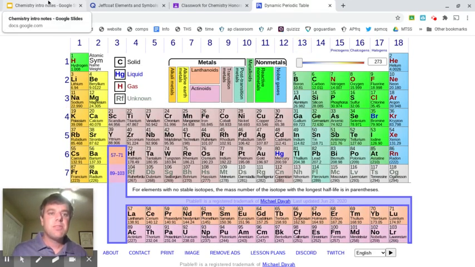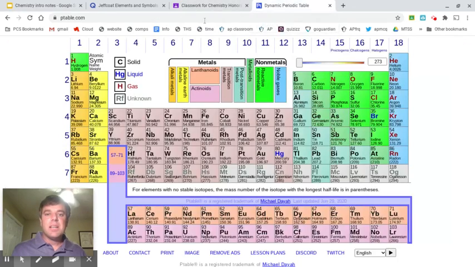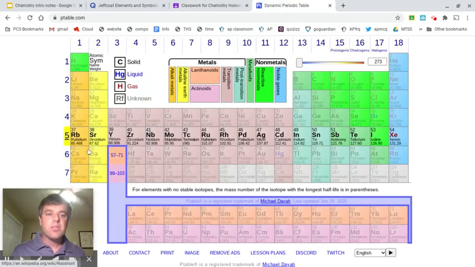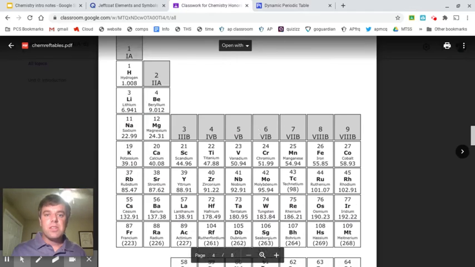By this point, you have a basic idea of what atoms are, I would hope. Right? And so there's 118 of them, 88 which occur naturally, and they're organized on the periodic table according to their properties. We'll go into much more detail about how this periodic table works and how it's organized. You've got one in your reference tables. It's on pages 4 and 5 of your reference tables. It looks like this one right here.